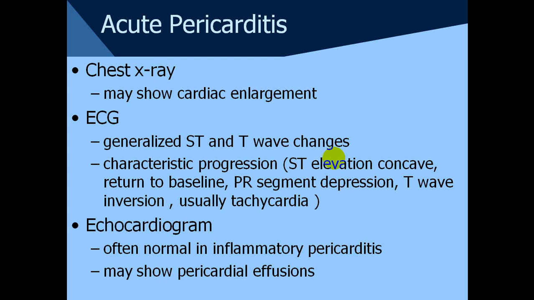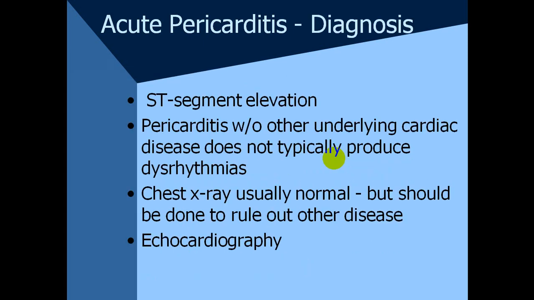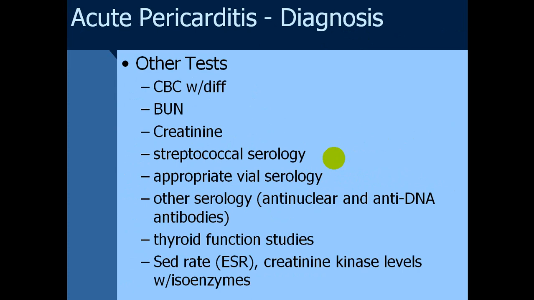Echocardiography is important; it is often normal in inflammatory pericarditis and may show pericardial effusion. ST segment elevation is seen in acute pericarditis. Pericarditis, with or without underlying cardiac disease, doesn't typically produce arrhythmia; it is not a major complication in acute pericarditis. Chest X-ray is usually normal but should be done to rule out other diseases in the chest or mediastinum. Echocardiography, as we said, is essential in the diagnosis and to exclude other causes.